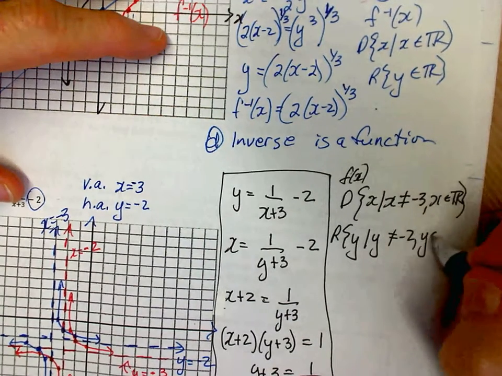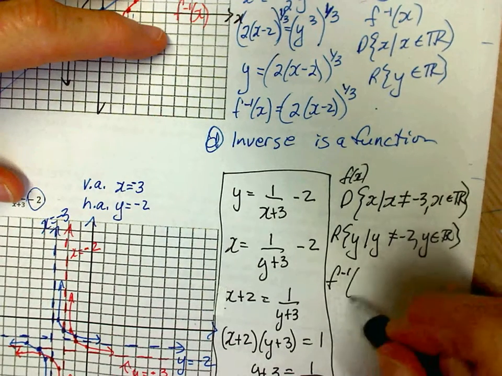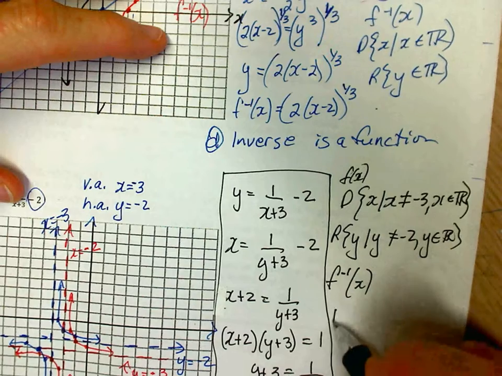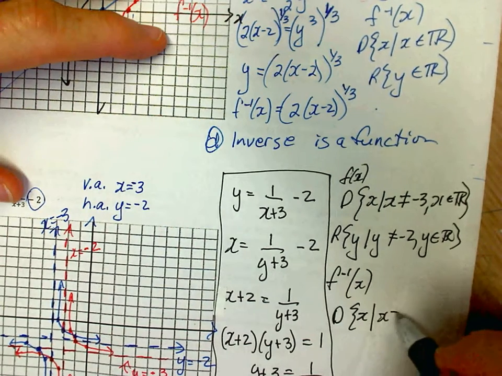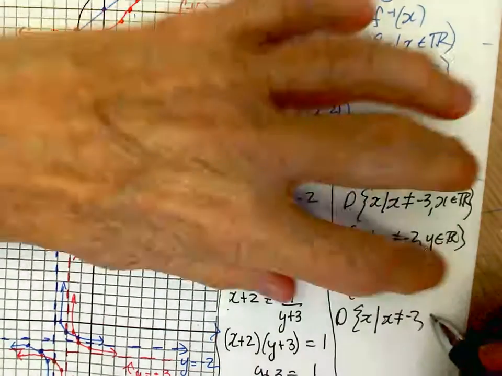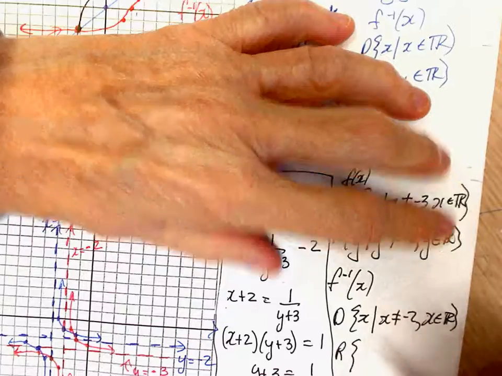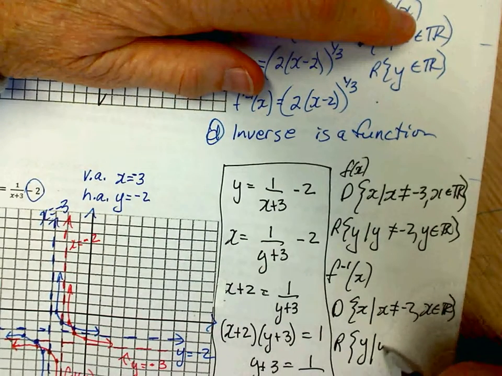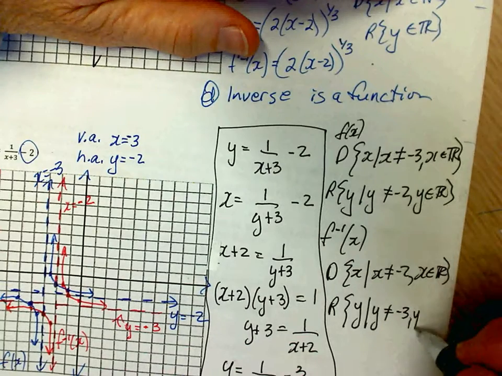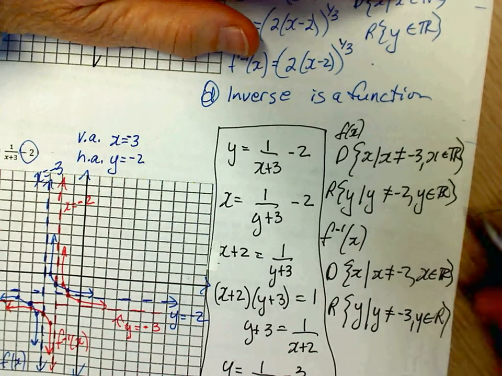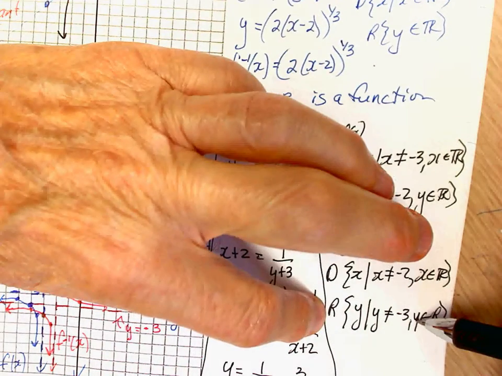The inverse: x is an element of real numbers. Range, now it's just sort of, because I know the domain of f of x becomes the range of the inverse. Range of f of x becomes the domain of the inverse.